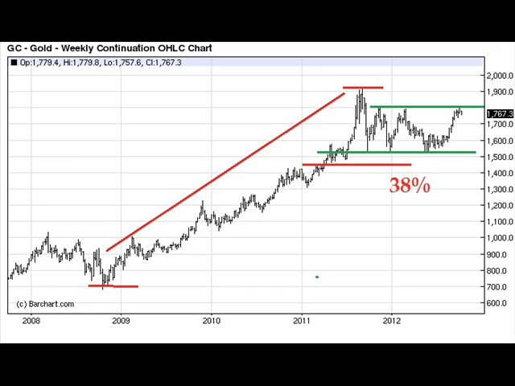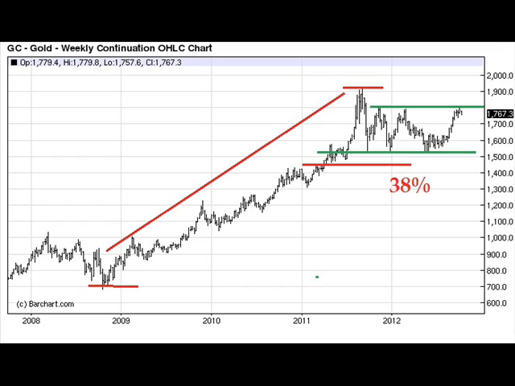Applying Fibonacci mathematics to that move, which took us from about $700 an ounce to just over $1,900 an ounce, we see that in order for gold to pull back and register a 38% retracement, we would have to see the price drop to about $1,450 an ounce. That we have not seen.